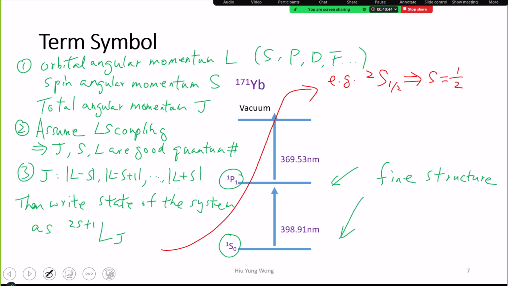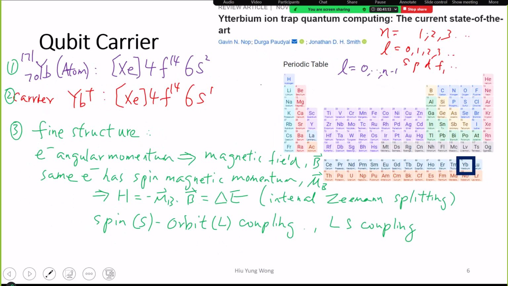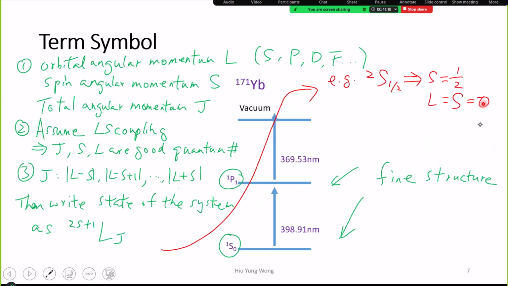Right? Then what is L? What is the angular momentum? This is confusing. The angular momentum is equal to capital S, because that is the way we write it. Instead of writing a number, we write SPDF. Right? So yeah, this is very confusing. It is 0. It means it has no angular momentum, because I write it as S. S is just the label. Here, S, so it is 0 in value.